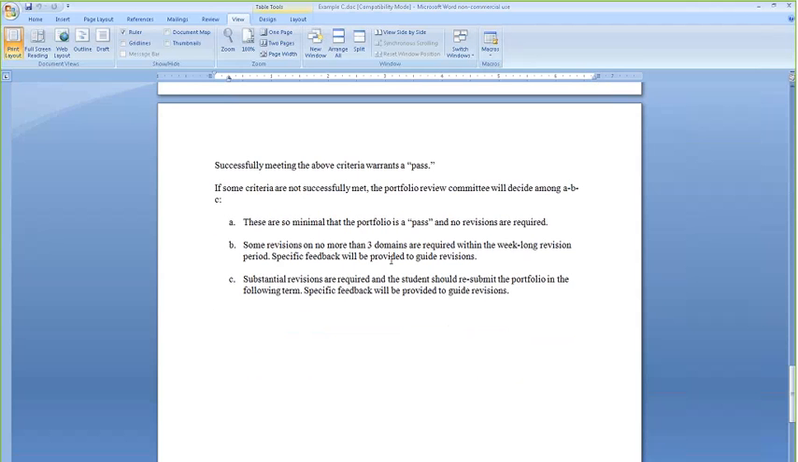And here's what happens after that. It says if there are some revisions on no more than 3 domains, you have a week-long revision period, and it says that specific feedback will be provided to guide revisions. And that's important to CAPE, that there be specific feedback, remember? But I don't see how that happens.